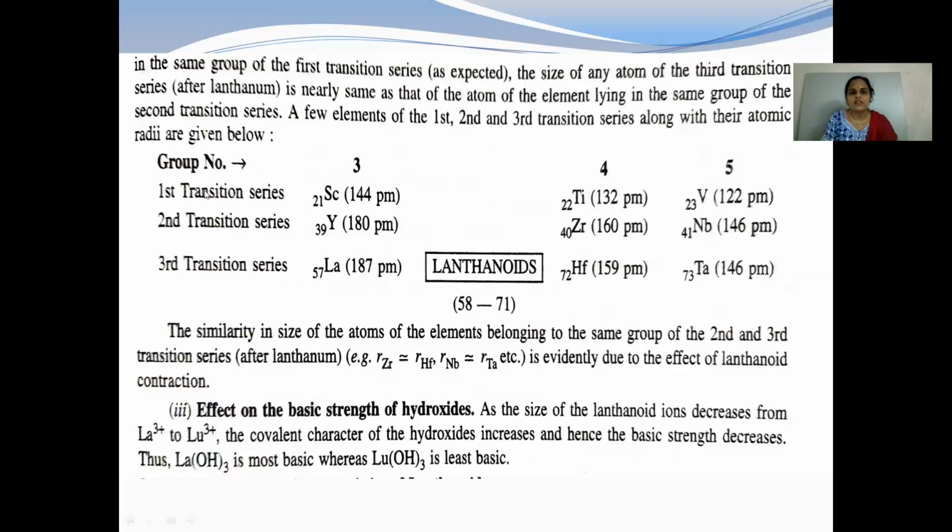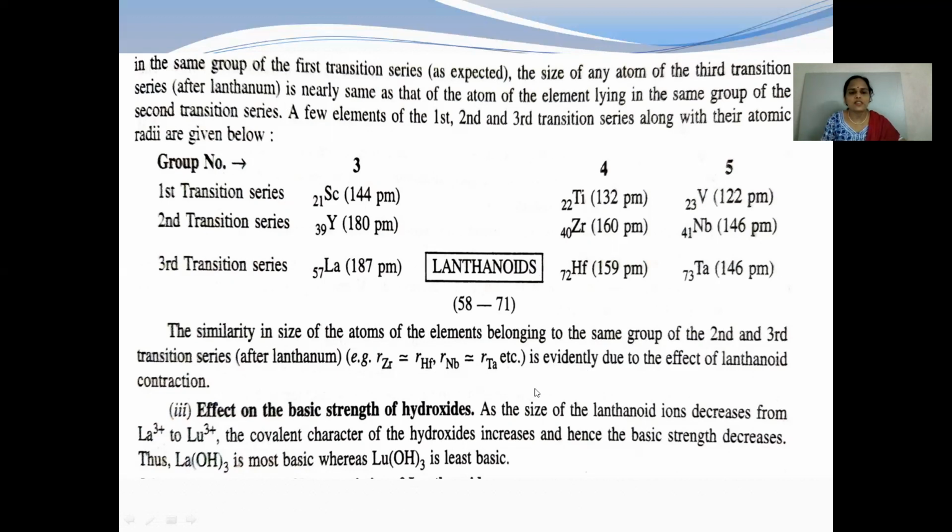I'll show you here in this group number, first transition series, second transition series, and third transition series. If you look at the second and third transition series, here zirconium and hafnium almost have the same size. Niobium and tantalum, you can see they also have almost the same size, 146 picometer. So the similarity in the size of the atoms of the elements belonging to the same group of second and third transition series after lanthanum is due to the effect of lanthanoid contraction.